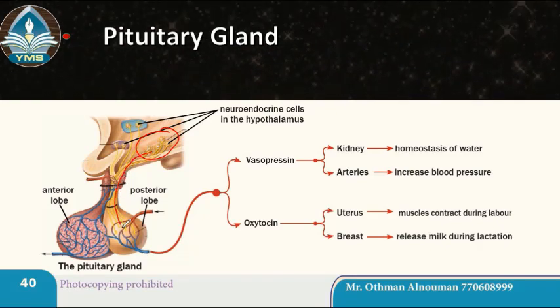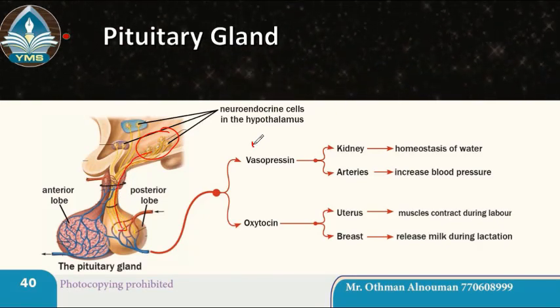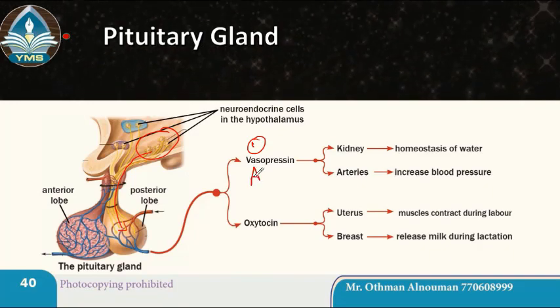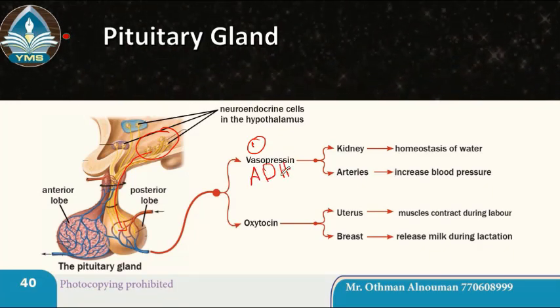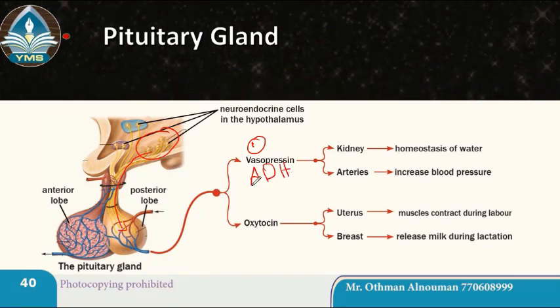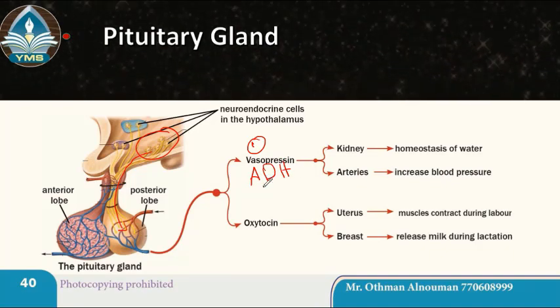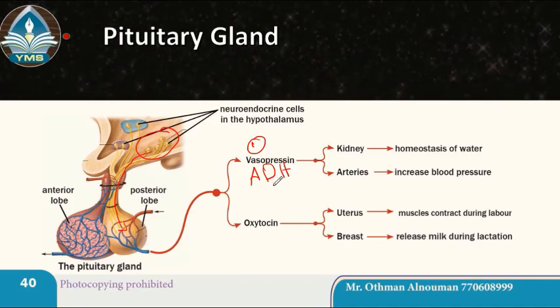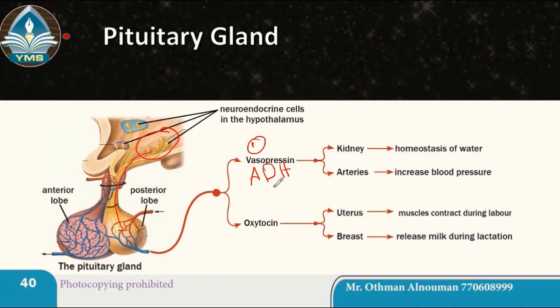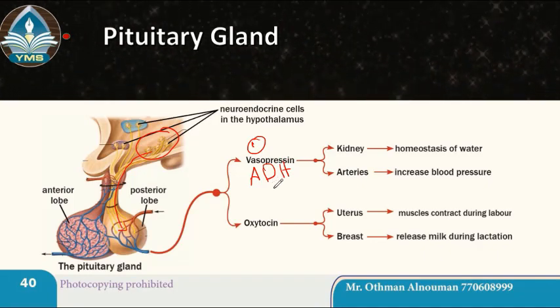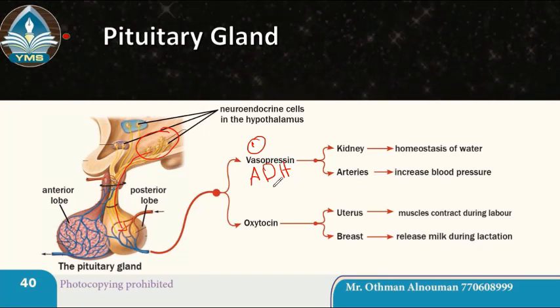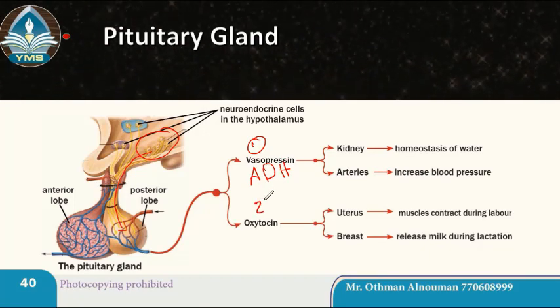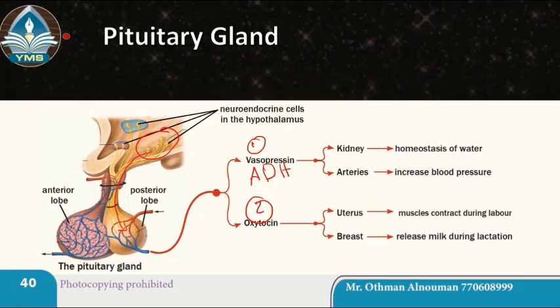They are going to produce two hormones, one is vasopressin, or we call it ADH, which is short for antidiuretic hormone. So it reduces diuresis. It is antidiuretic, which means it will make urination less. And the second hormone is oxytocin. Let's look at these two hormones.